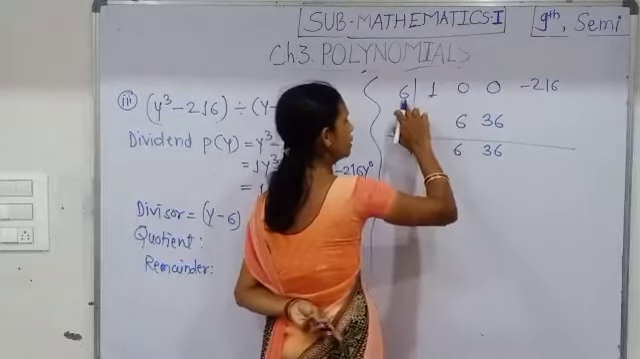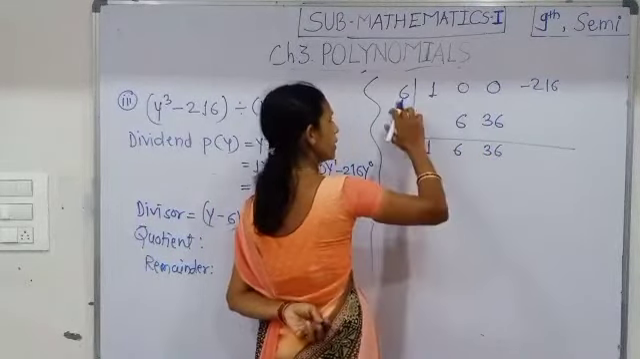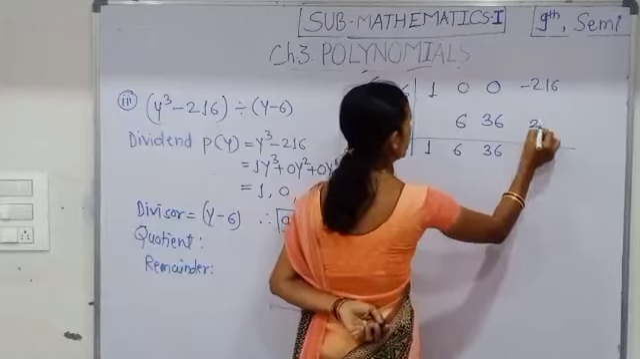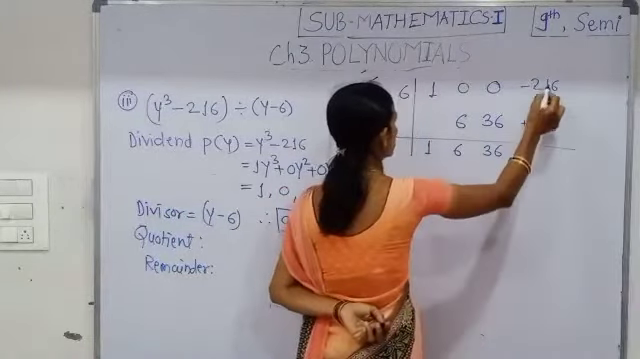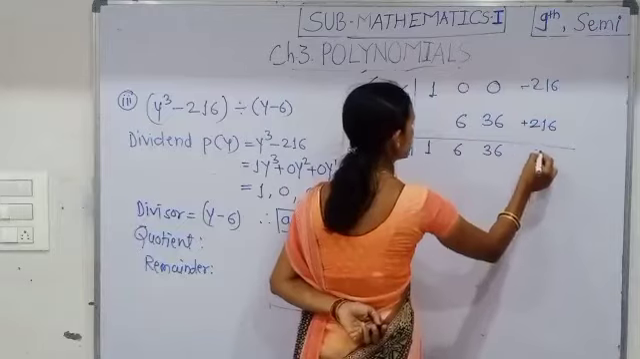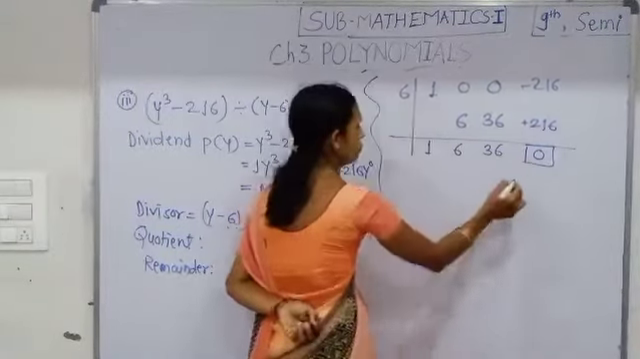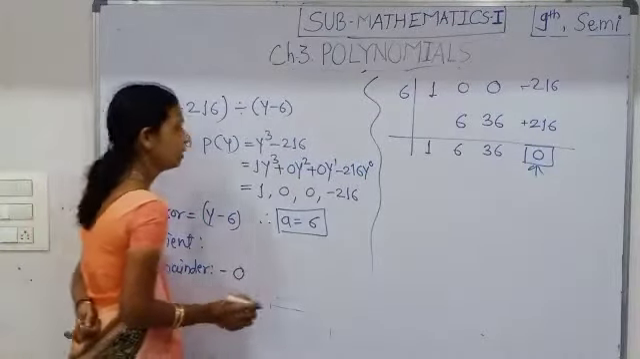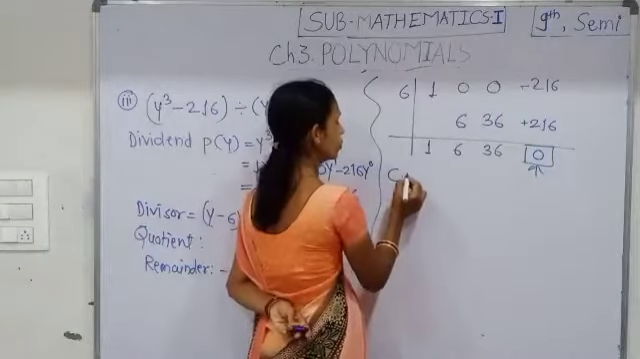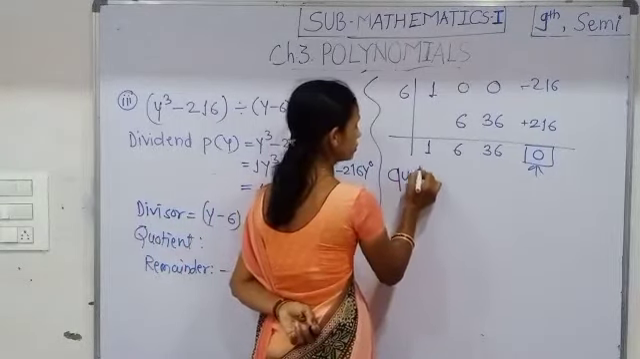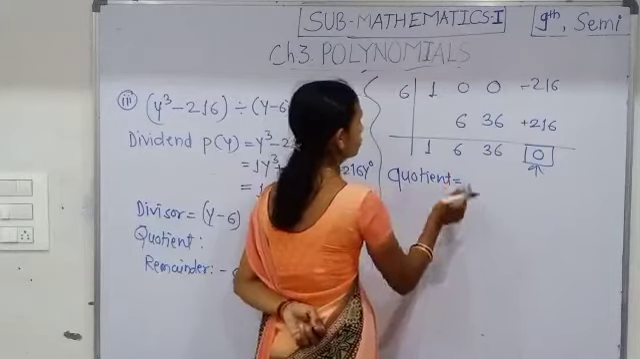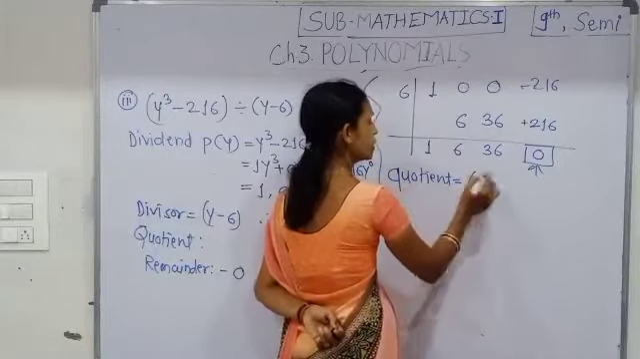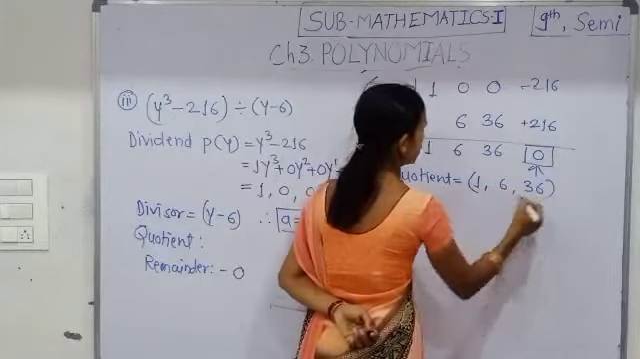Then we multiply 36 by 6, therefore here we get 216, that is plus 216. Minus 216 plus 216, here we get 0. That means that is the remainder. 0 is the remainder. And here we have to write the quotient in standard form using those digits. Then the coefficient form of the quotient is 1, 6 and 36.